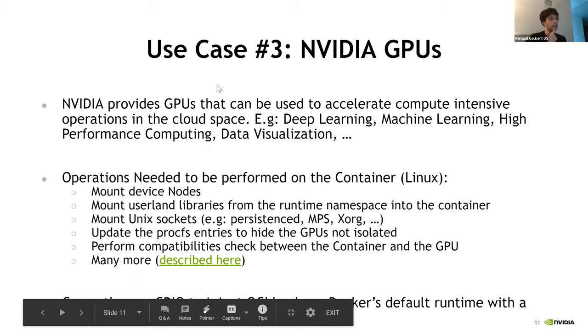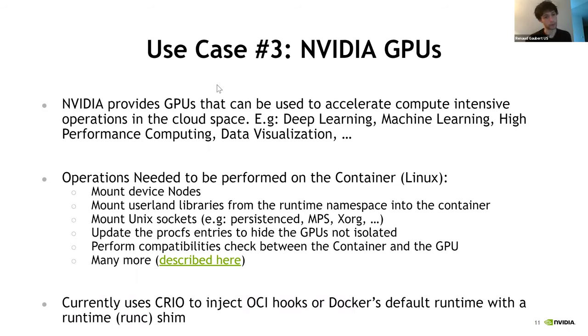And then the other use case that I'm a lot more familiar with is the NVIDIA use case, where we have these same issues. You need to mount device nodes. You might need to mount userland libraries. Again, same problem with ABI compatibility: you want to mount them at runtime rather than ship them inside the container. You need to mount Unix sockets inside the container. You need to update procfs entries and perform compatibility checks. I've linked to a document that describes in more detail what NVIDIA does, if this is something you want to look into more.